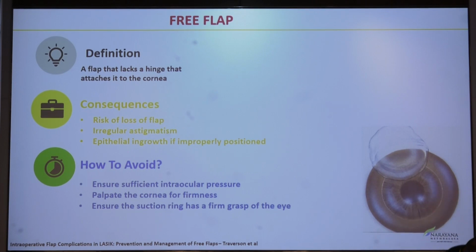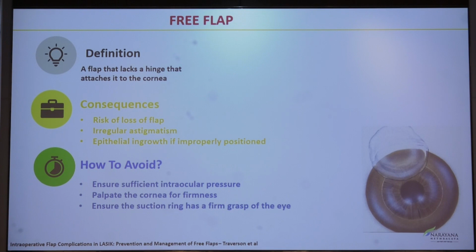The first complication I'd like to talk about is free flap. What is a free flap? A flap that lacks a hinge. What are the consequences, and why do we have to worry about it? Because, most obviously, there's a risk of loss of the flap and of irregular astigmatism when we replace that flap, and a risk of epithelial ingrowth if it is improperly positioned.